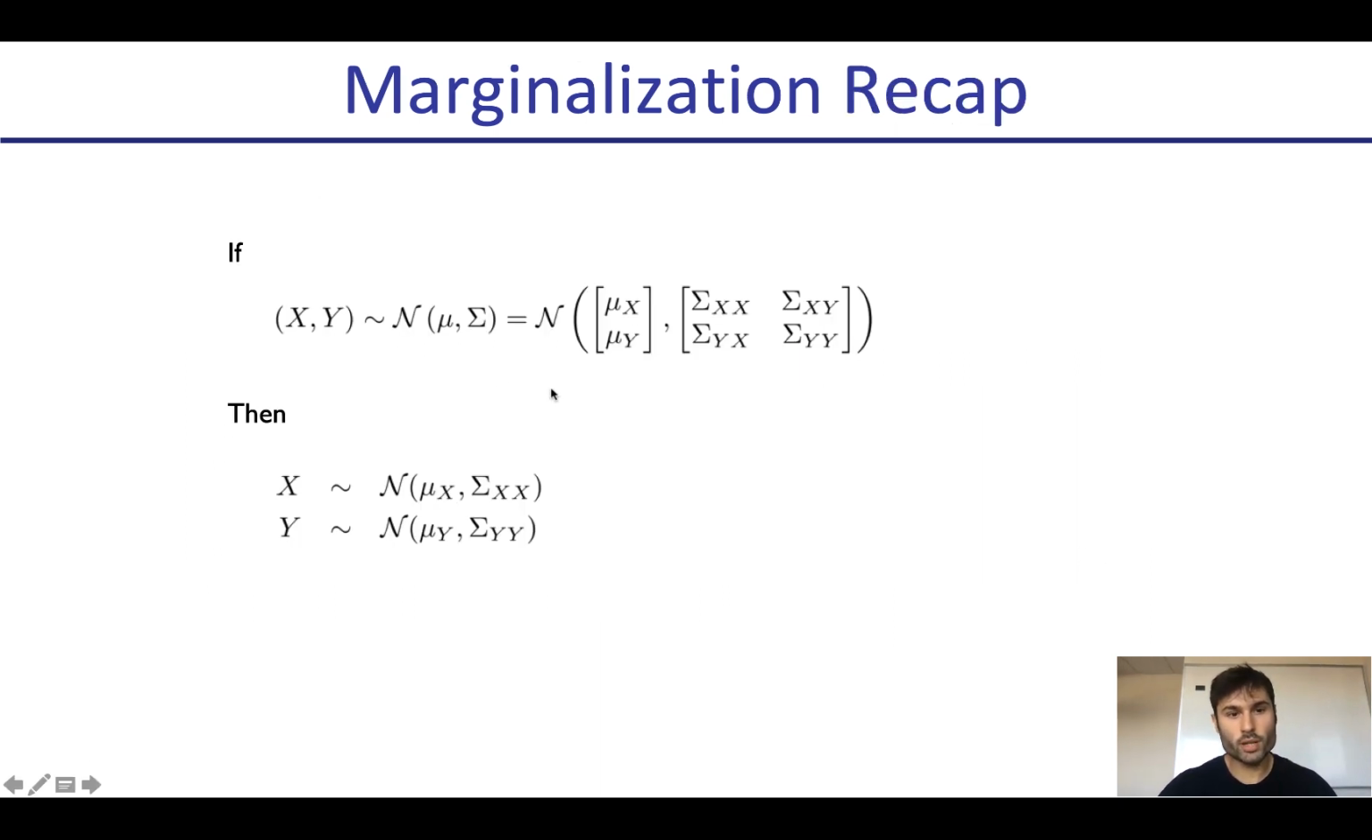So just a quick recap: if we have a joint distribution that follows this partitioned variable with parameters mu x, mu y, and all the covariance terms, marginalizing is pretty straightforward. You just get the mu of the parameter x, and then the covariance of the parameter x also, and the same if you do it with respect to y.